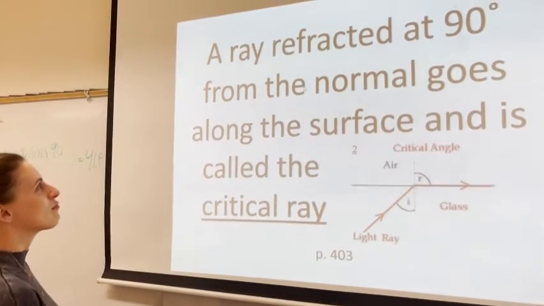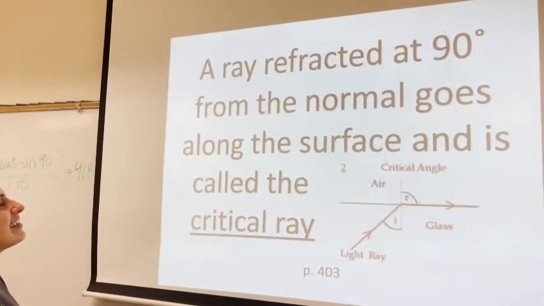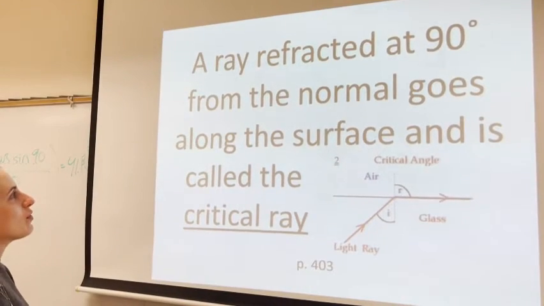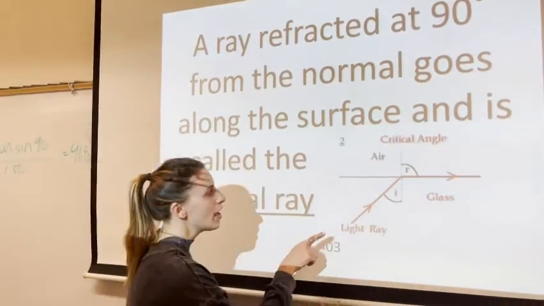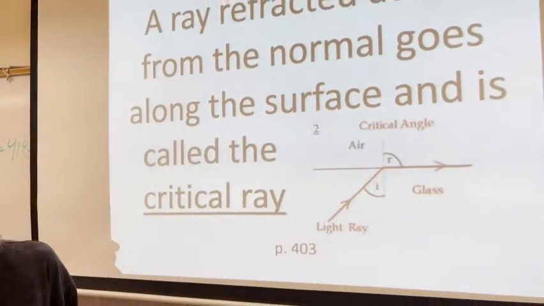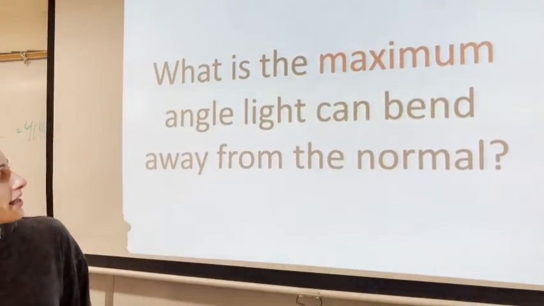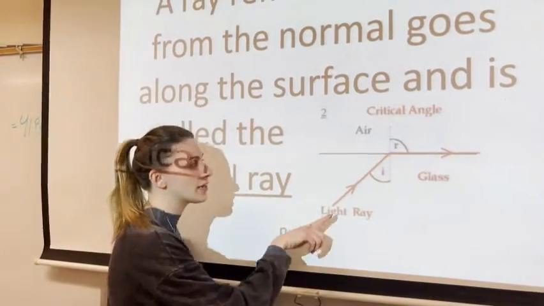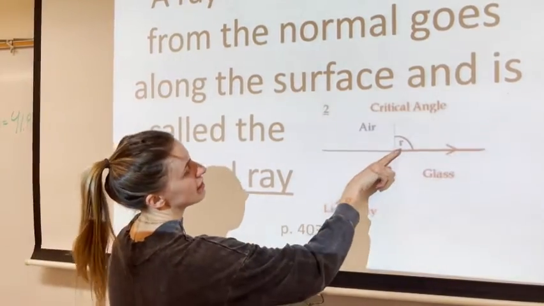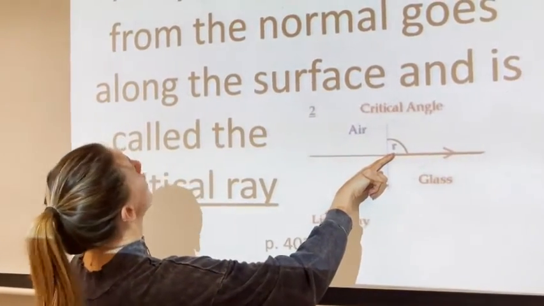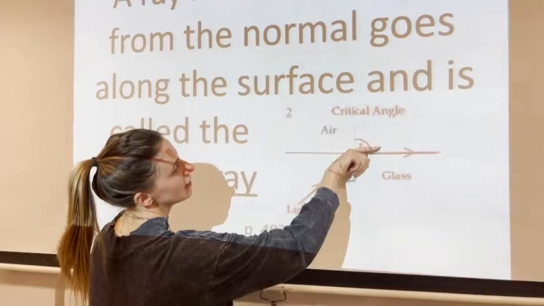Here we go. So a ray refracted at 90 degrees from the normal goes along the surface, and we call it the critical ray. So the answer to our previous slide, what is the maximum angle that light can bend away from the normal? It's 90 degrees. Okay, we've got this ray coming in, and then it says a ray refracted at 90 degrees from the normal.